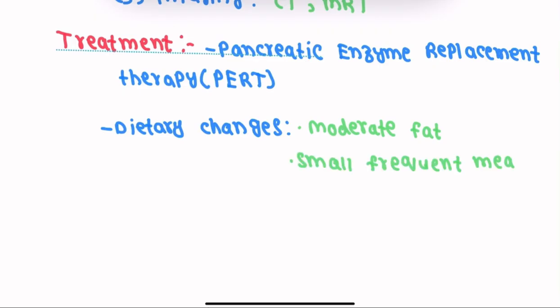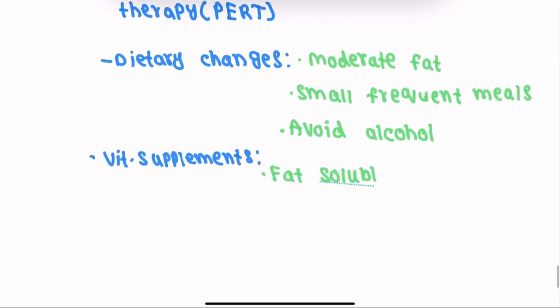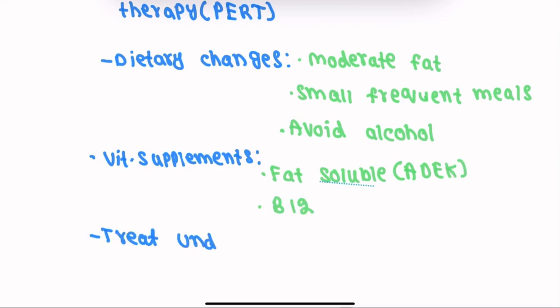Then we will take small frequent meals instead of one large meal at one time. So we should take small frequent meals at various times, and we should avoid alcohol. Then we will also use vitamin supplementation that includes fat-soluble vitamins, because we know that in pancreatic insufficiency fat-soluble vitamins are most commonly decreased. We also know that vitamin B12 is deficient, so we will also give vitamin B12.